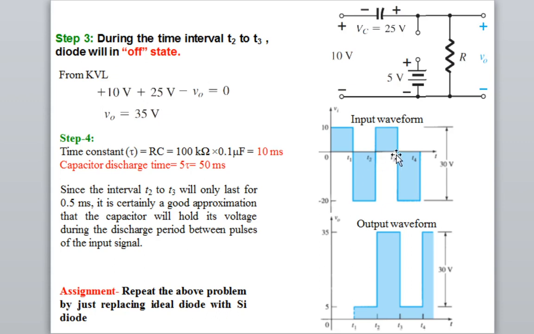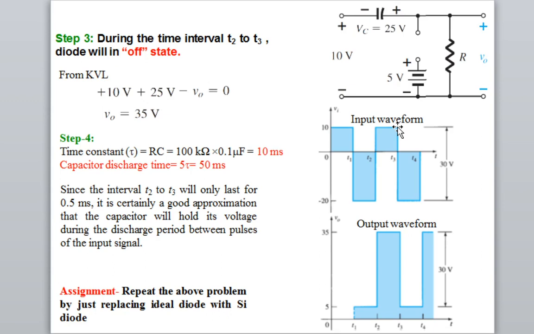In T2 to T3, the diode has gone into reverse bias again, so the capacitor will discharge through the resistor and give an output voltage of 35 volt. Again, from T3 to T4, the diode will go into forward bias, so that will give the 5 volt power supply. Again, T4 to T5, it will go to 35 volt. So this will be the output waveform. Now if you see, you have changed the DC level in the output with respect to the input waveform. So this is how one can solve the clamper circuit.